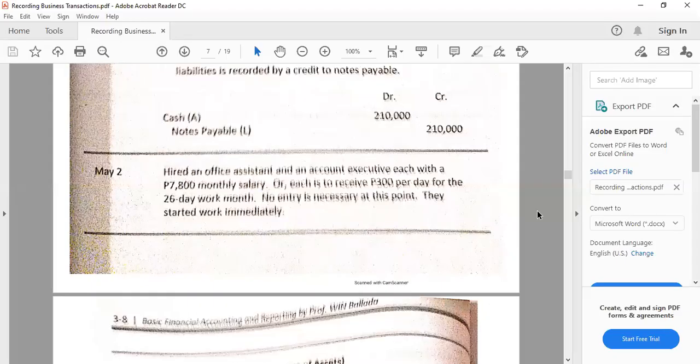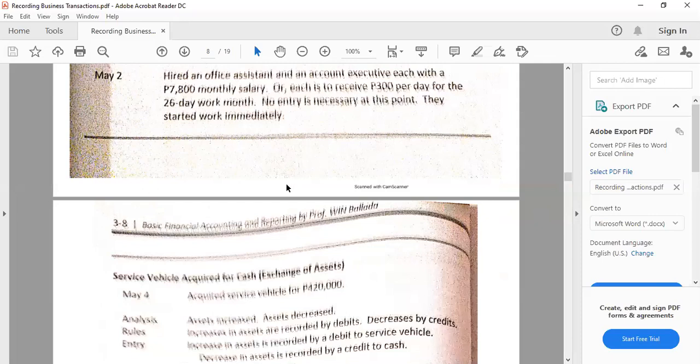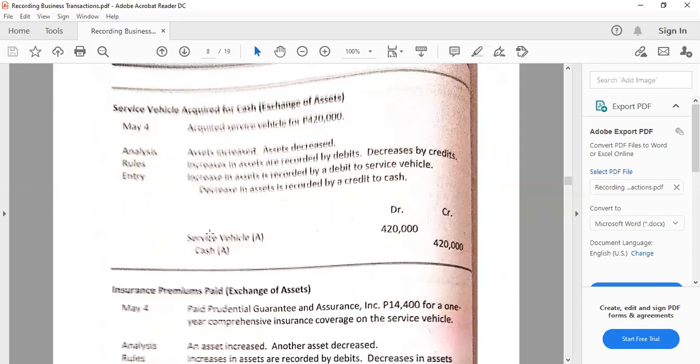So that's why this is not to be recorded in the form of a journal entry. It will be just a memo entry, or a paragraph or sentence form, that the company hired an office assistant and account executive with the details. Next, for May 4, this is going to be the acquisition of a service vehicle.